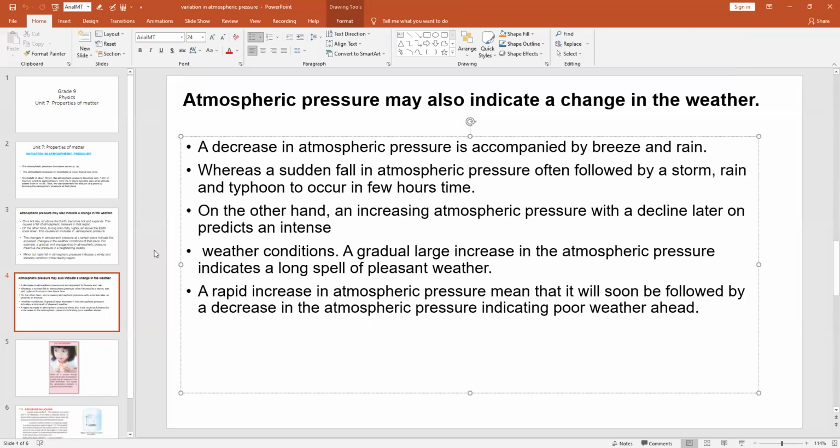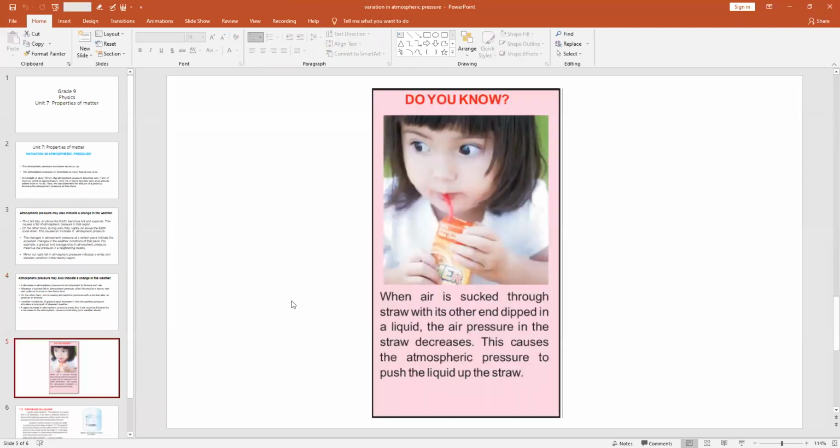So with different changes in atmospheric pressure, it will indicate different changes in the weather, right? That is shown in your figure. It's basically an application of atmospheric pressure.